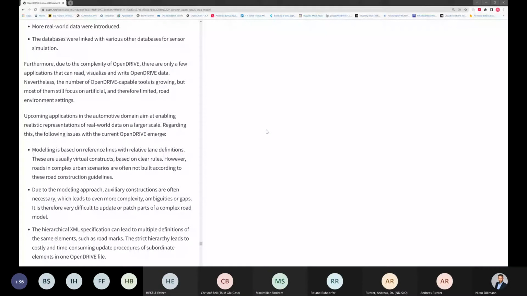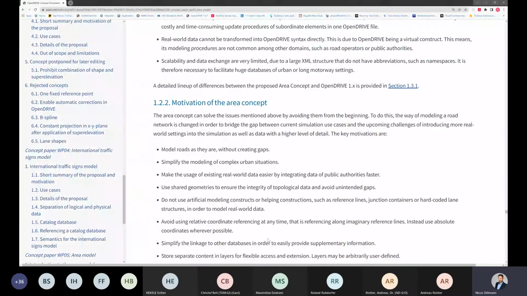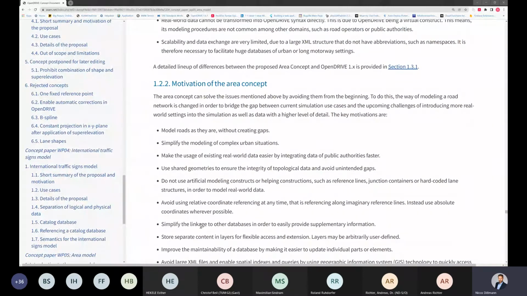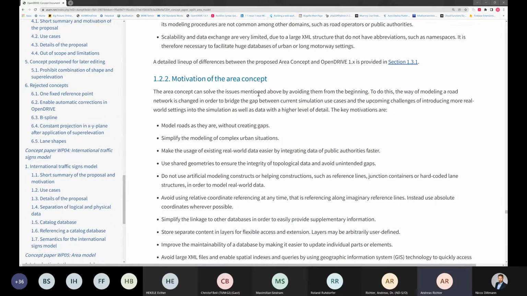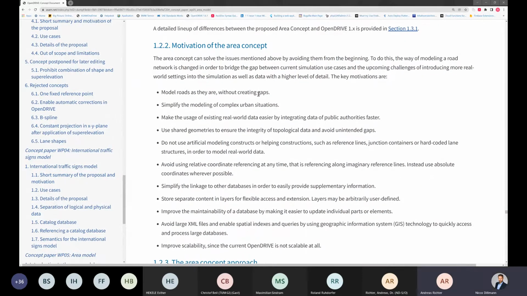So now we should be able to see the concept paper. Where do you want me to jump to? Yeah, we are right at the correct place. Motivation. I will try to keep it short due to the lack of time. Sorry for that. Everybody can read this afterwards.